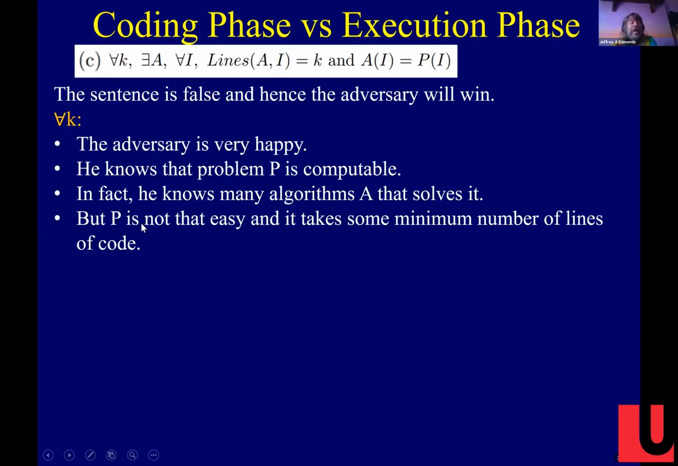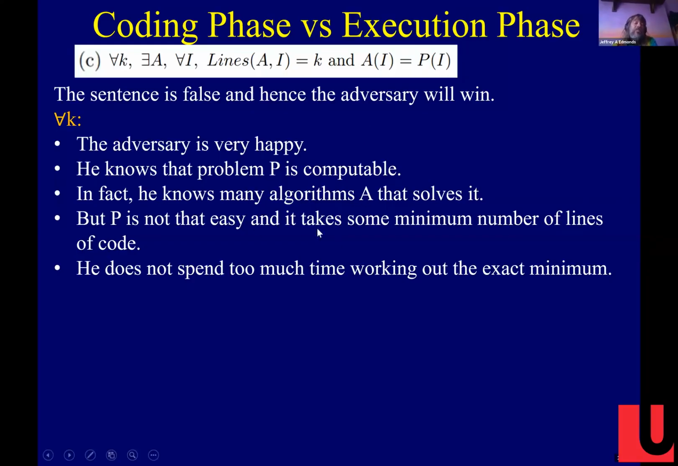But P is not so easy. It's not completely easy to write a sorting algorithm. There's some minimal number of lines of code that it takes. So he knows that you can't sort with too few lines, but he's not going to spend too much time figuring out what the exact minimum is. Instead, he just says, hey, let K be 2. He knows 2 is a hard number of lines. He could even say maybe K is 0, but that would be rude, or K is 1. So he's going to say K is 2. So his strategy, he sets K to be 2.